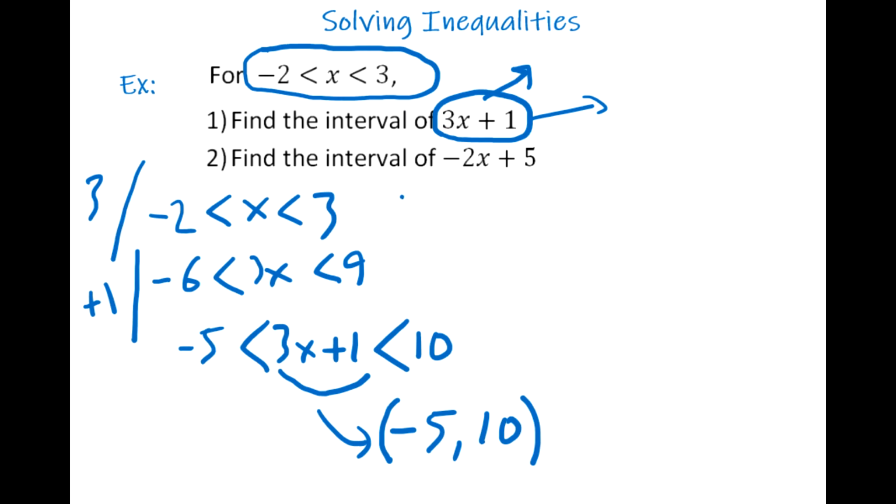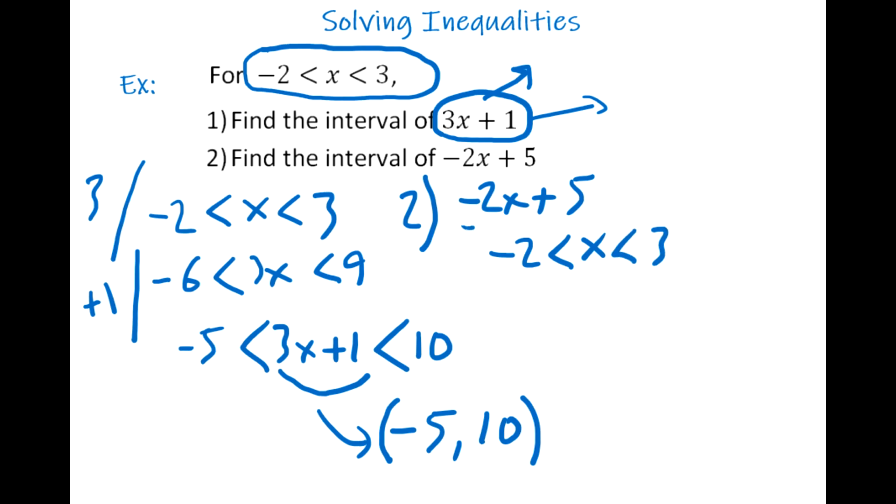And let's take a look at the second part of the question. It says find the interval for -2x plus 5. And again, let me write the interval for x, and that is -2, which is less than x, and that is less than 3 also. But here x is multiplied by a -2. So just multiply both sides by -2.